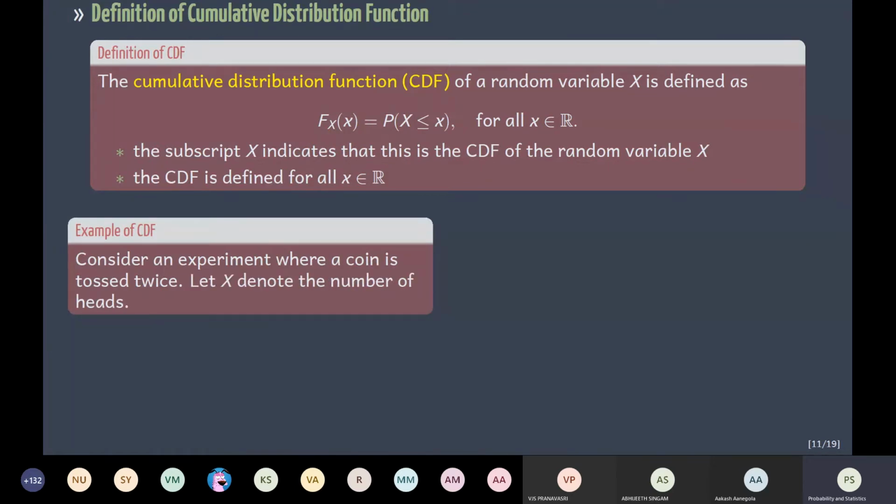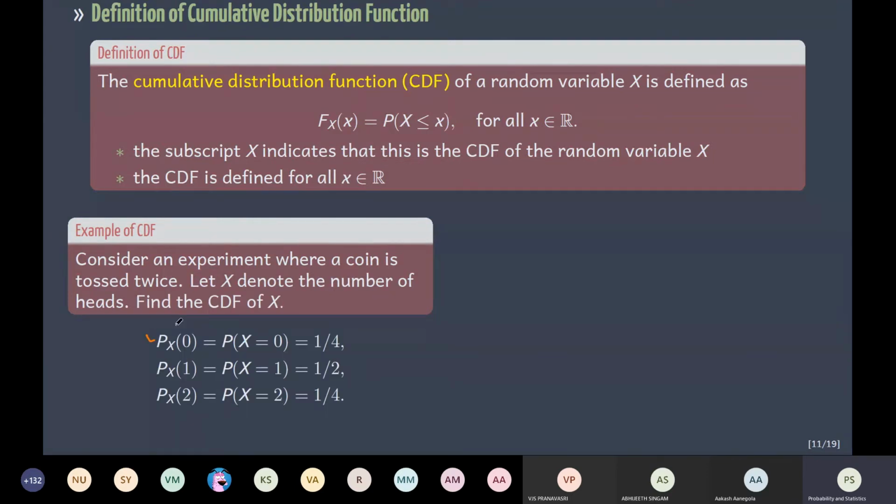Okay, so let us consider an experiment where a coin is tossed twice. Let X denote the number of heads. Then the PMF we know. Okay, so this is a discrete experiment, and the CDF also makes sense for discrete. So we can just do that. Probability that X is equal to 0 heads, right? So probability of getting 0 heads is 1/4. Okay, so 0 heads will be like probability of only tails. So this is 1/4, and then probability of getting 1 head is 1/2, and then this is this.